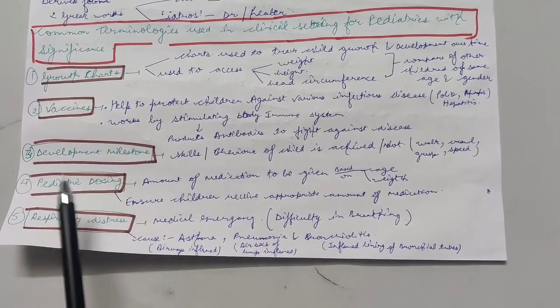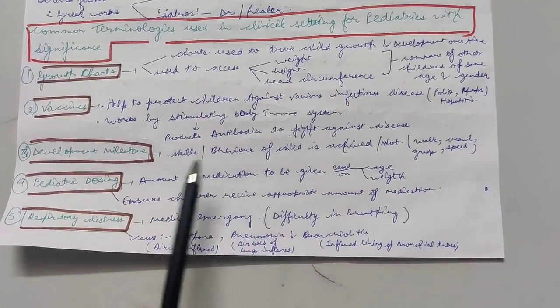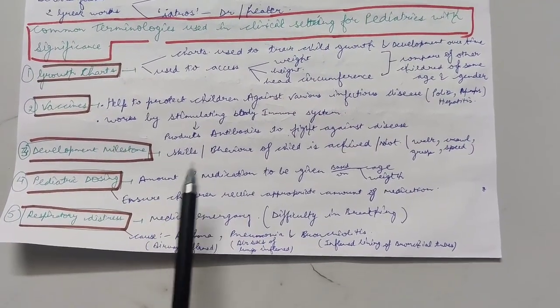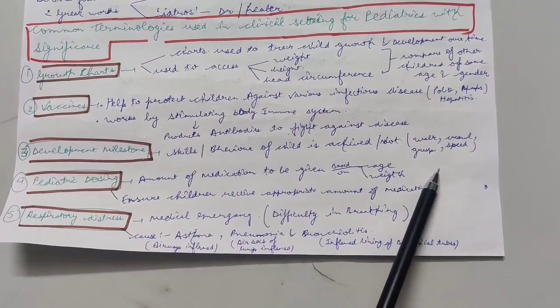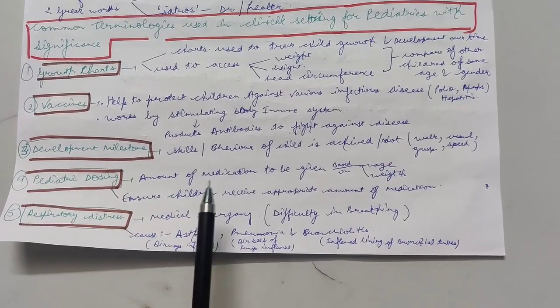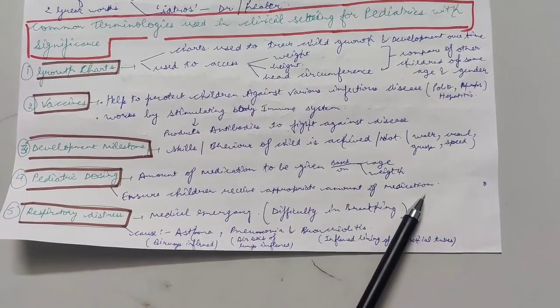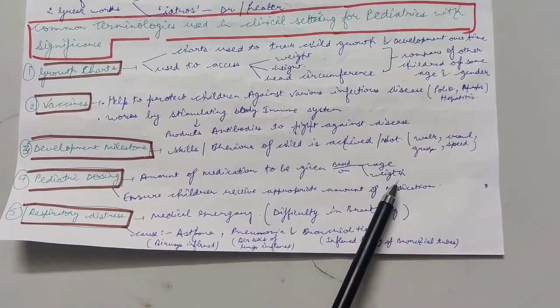Fourth, pediatric dosing. Amount of medication to be given. Dosing is based upon age and weight. It should be ensured that the child receives the appropriate amount of medication according to its age and weight.